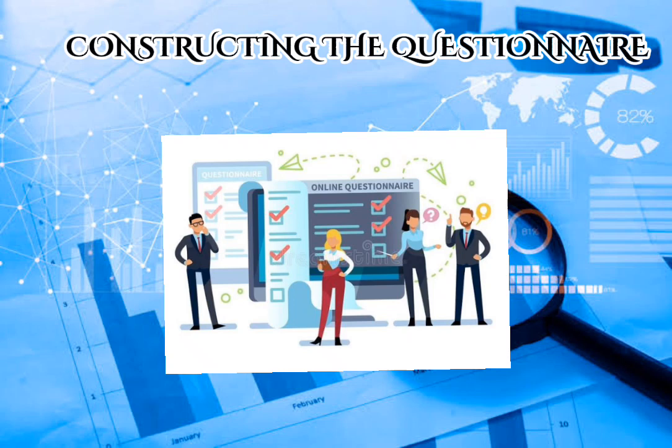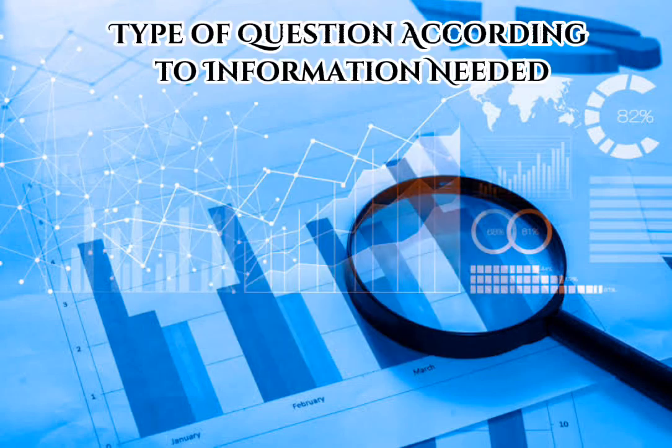In general, the researcher must consider his or her information needs and the characteristics of the participants. Type of question according to information needed. In selecting or writing specific types of questions, the researcher must first consider what kind of data he or she needs. The major types of questions, according to the kind of information needed, include the following.